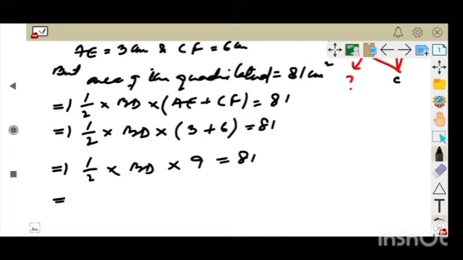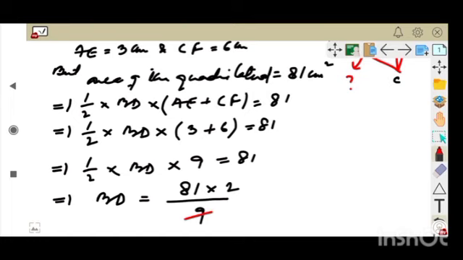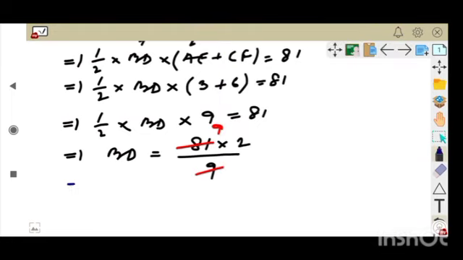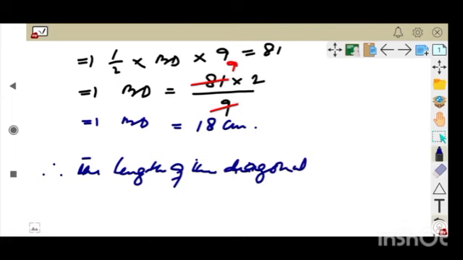So in the next step, what can we write? We can write BD equal to 81, 2 will go to the numerator and 9 will come down to the denominator. So let's cancel now. 9 1 is 9, 9 9 is 81. So in the next step, BD equal to 9 into 2, this is 18 centimeter. Okay, so let's give the conclusion. Therefore, the length of the diagonal is 18 centimeter.